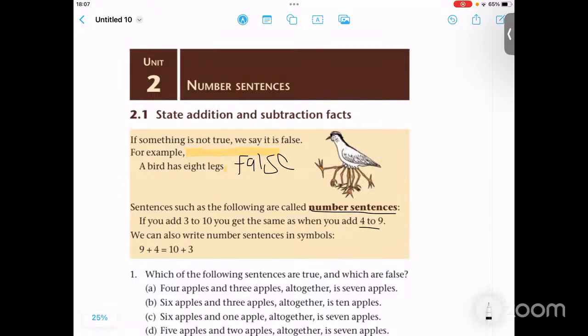Who's having their mic unmuted? Do you want to say something? Perfect. Remember, you only unmute when you want to say something.